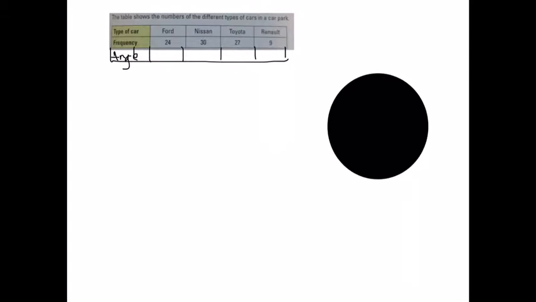One basic principle is the fact that, for example, if you look at Toyota cars, there are 3 times as many Toyota cars as Renault cars, so you can expect the angle here to be 3 times bigger than this one. Okay, and similarly, if 2 frequencies are in a given proportion, so are the angles going to be.